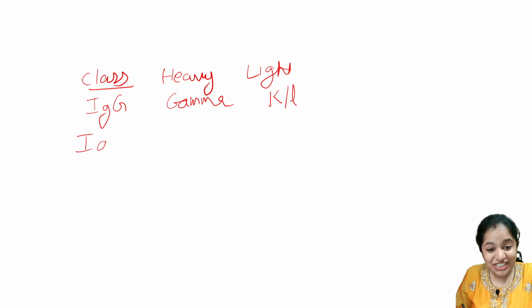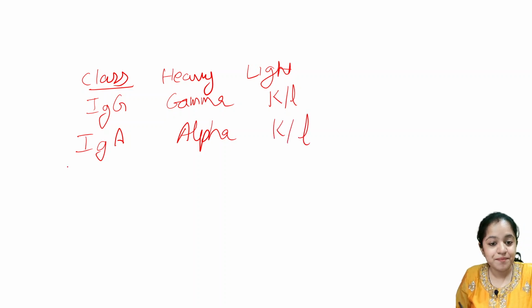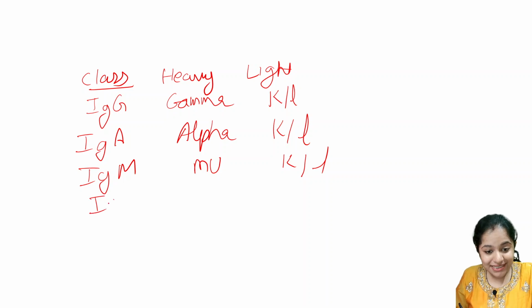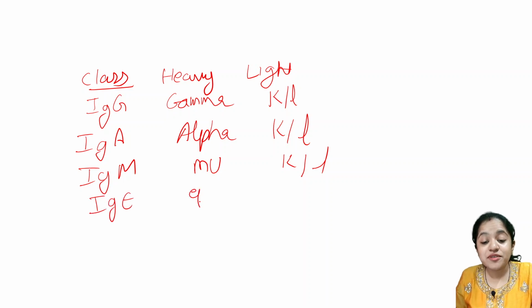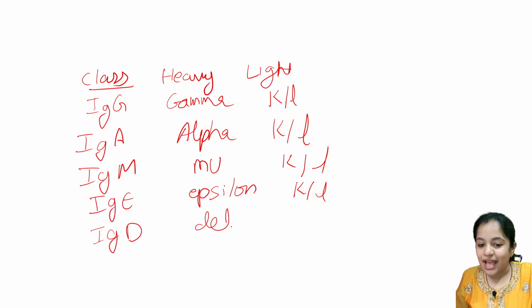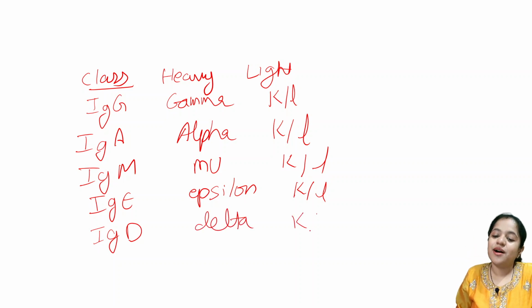Now it's IgA, A for alpha, heavy chain is alpha, light chain kappa or lambda. Now it's IgM, heavy chain mu, light chain kappa or lambda. Next IgE, E for epsilon, heavy chain is epsilon, light chain is kappa or lambda. And at last IgD, D for delta, and light chain will be either kappa or lambda.